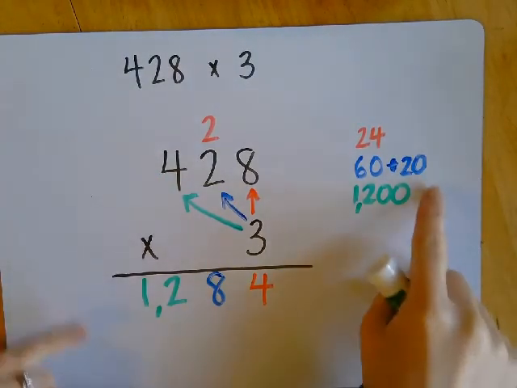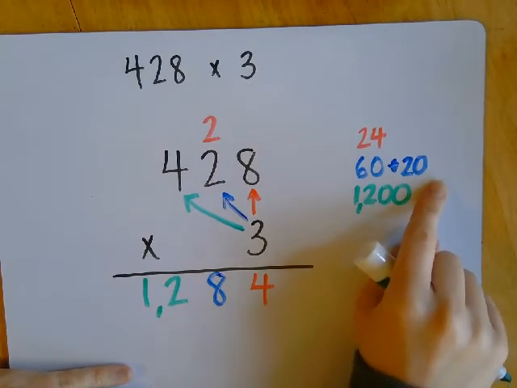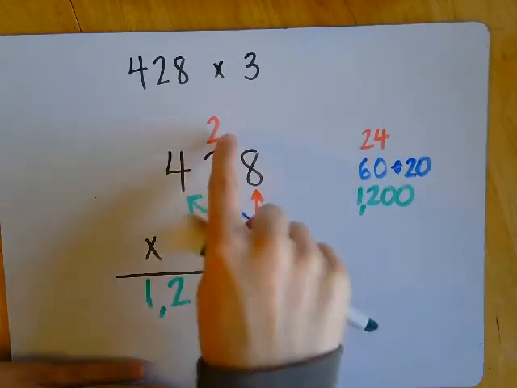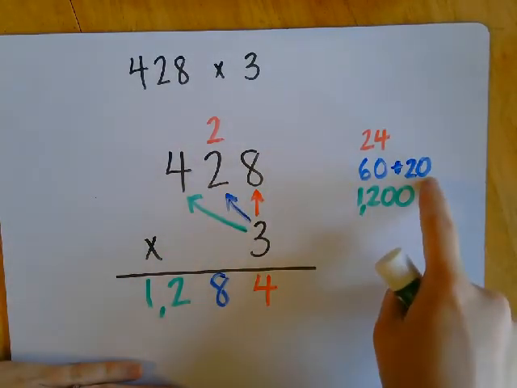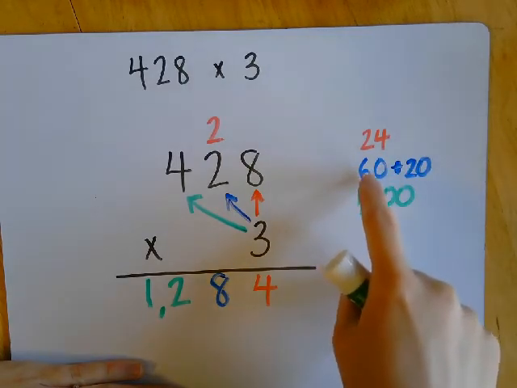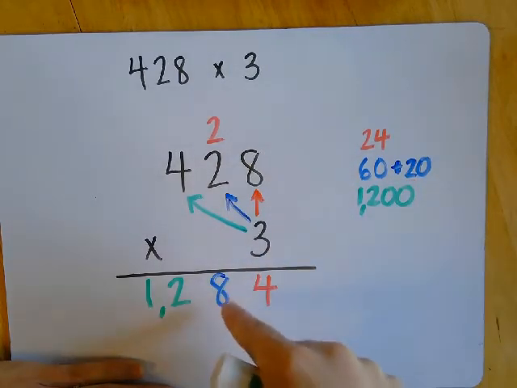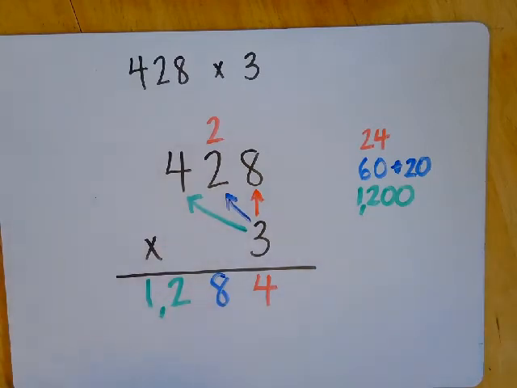So I think it's helpful to see my math on the side because it really connects to the partial products. I first did the ones place, which was 24. Then I moved to the tens place, which I know is 80, because 3 times 2 is 6, plus 2 more is 8. And then lastly, I went to the hundreds place, 3 times 4, which is 1,200. And you're done. That's it.